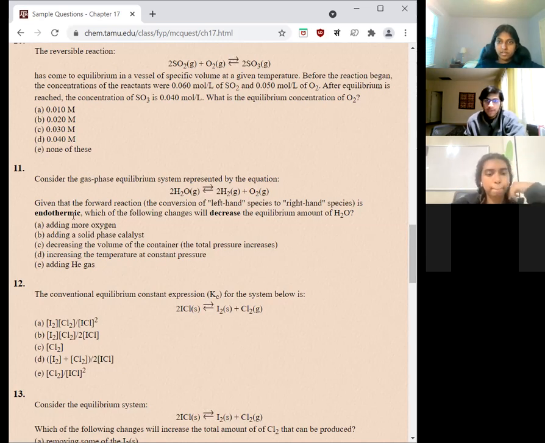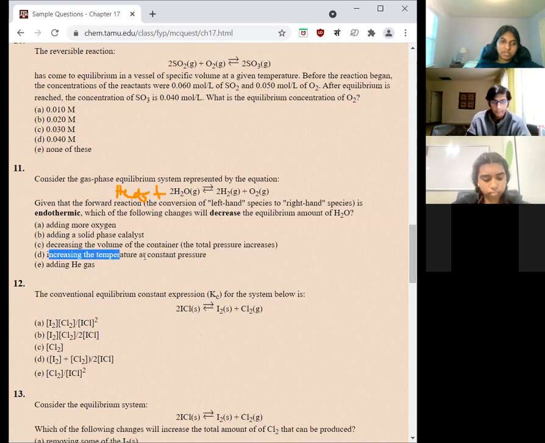And can I give you a trick? Whenever it says endothermic, I'll write down heat as a reactant on the left side, and then you can see that. And if it's exothermic, I would write down plus heat on the right hand side. So if we're increasing the temperature, we're basically adding more reactant, and so to counteract that, it would be pushed to the right to create more products. It's Le Chatelier's principle. So that would be D, I think. Let me check. Yes, it is D.